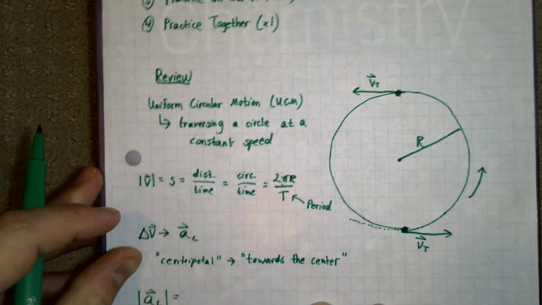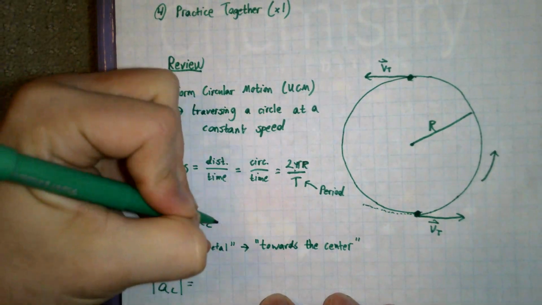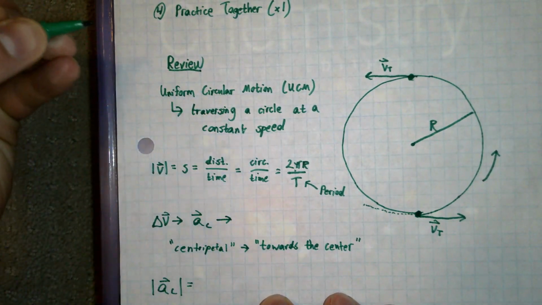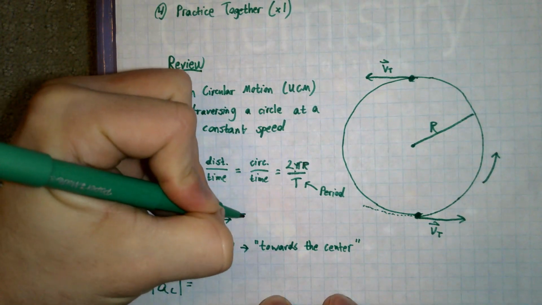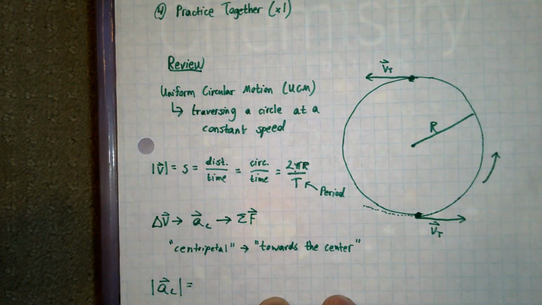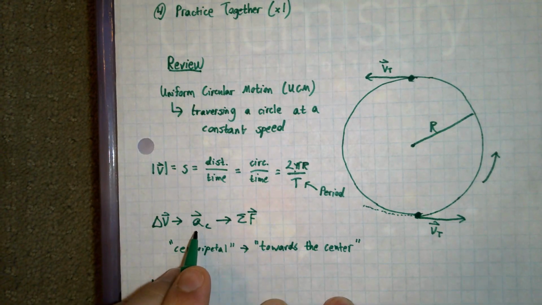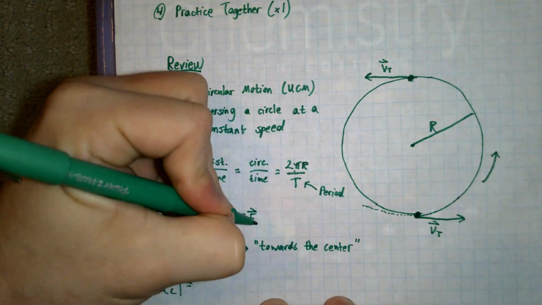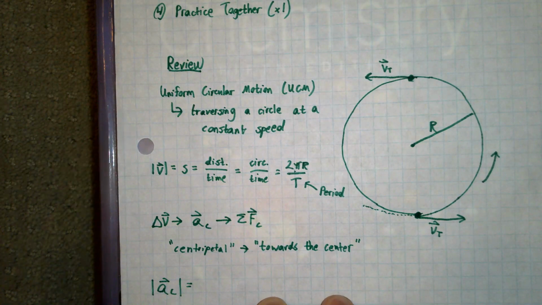And that's our next point: if we have a centripetal acceleration, then we must have some net force that's causing that acceleration. That net force is oriented towards the center of the circle, in the same direction as the acceleration, so it must be a centripetal force.